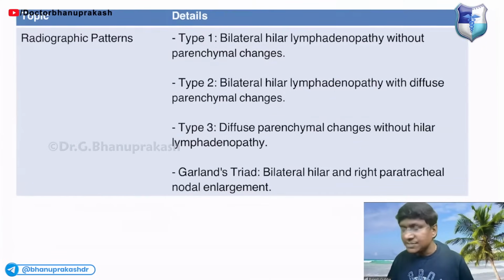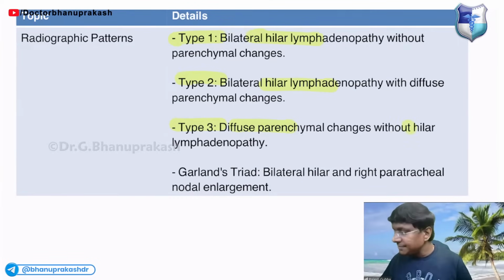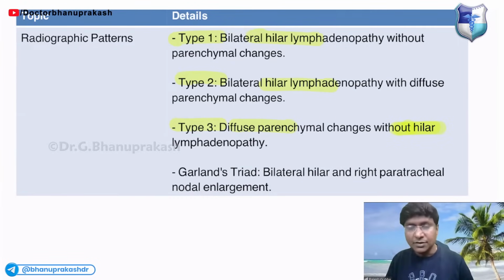Whenever you take the chest X-ray, apart from bilateral hilar lymphadenopathy, you have totally three types of chest X-rays in sarcoidosis: type 1, type 2, and type 3. Type 1: there will be bilateral hilar lymphadenopathy, but parenchymal involvement will not be there. Type 2: bilateral hilar lymphadenopathy will be there, along with parenchymal involvement. Type 3: you will have diffuse parenchymal changes, but hilar lymphadenopathy will not be there.